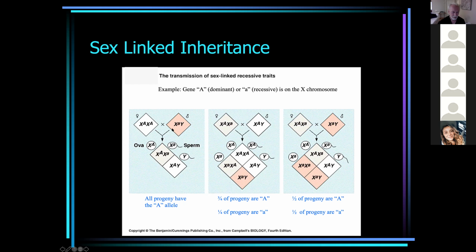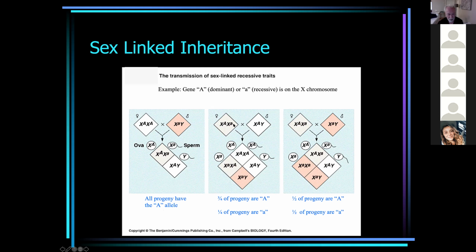So if we consider the case on the left, where the female has a gene on the X chromosome, it's dominant. It's labeled big A. So both of the X chromosomes have a big A allele. The male has an X and a Y, and on his X, he has the alternate allele, little a. So when sperm fertilizes eggs, you can have two possible outcomes. All the daughters get a big A and a little a, whereas the sons get a big A and a Y. So all the progeny have the big A allele when the starting parents have these genotypes.